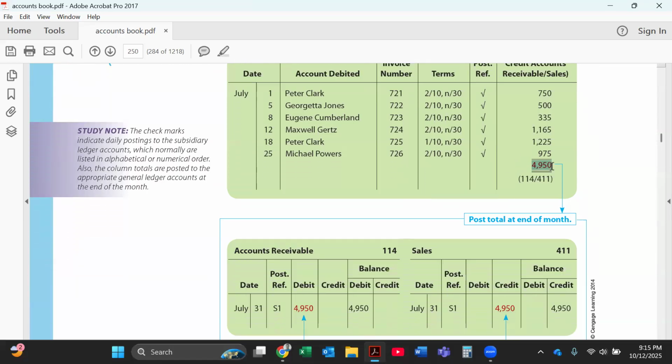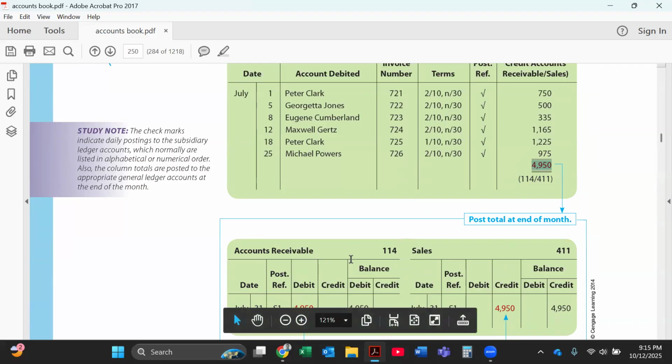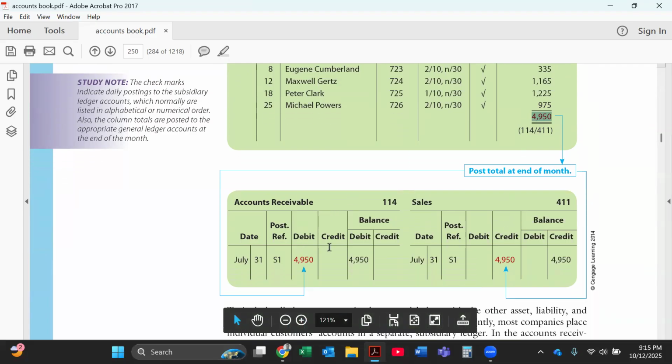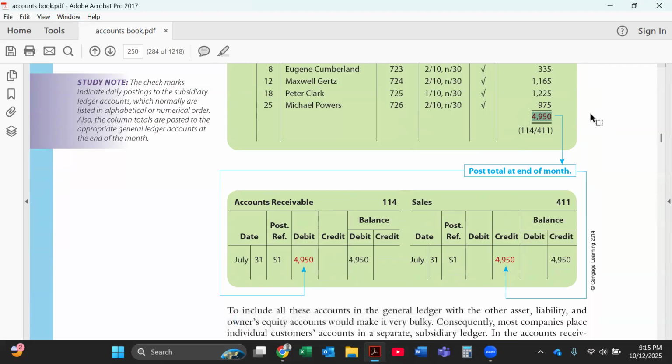At the end of the month, usually this total from the sales journal goes directly into the sales ledger and the accounts receivable ledger. And that's what they're showing here. In real world accounting, you're going to find that some accounts are fully detailed, and some accounts just bring everything in summary. And that's what this is showing.